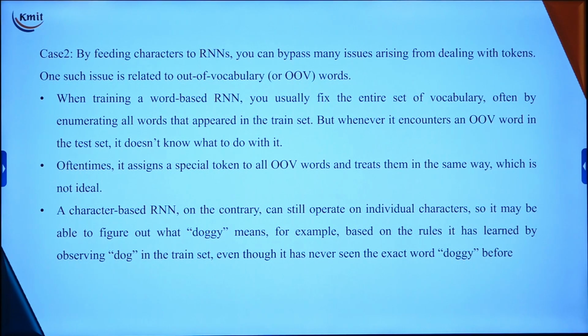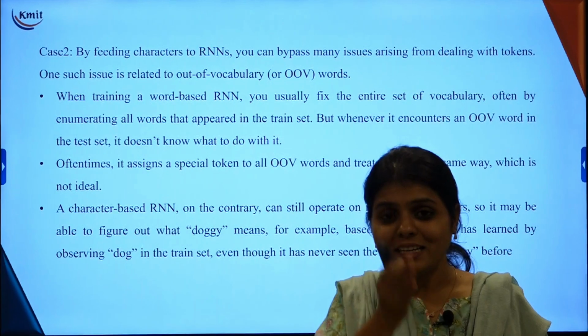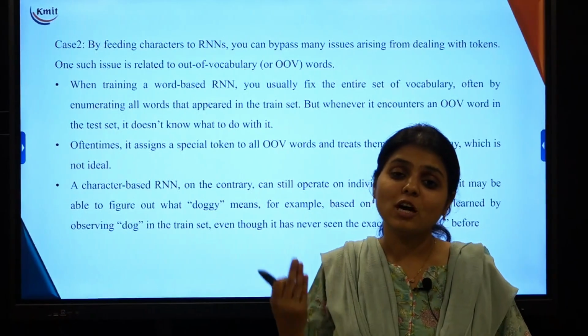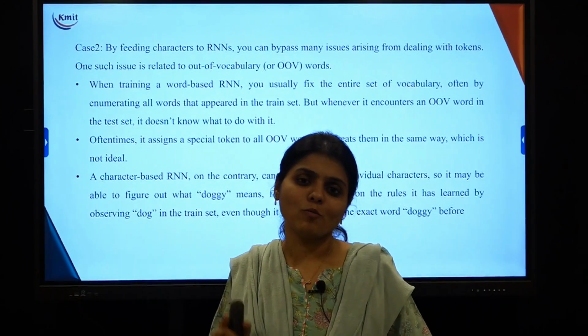When you train a word-based RNN, we usually fix the entire set of vocabulary and then start training. But when it encounters out-of-vocabulary words, it does not know what to do with them. We have already seen this problem. But when you go for a character-based RNN, you can still operate on individual characters. If doggy and dog are different words, here doggy is also processed as D-O-G separately. So when you use a character-based RNN, this out-of-vocabulary problem is resolved.